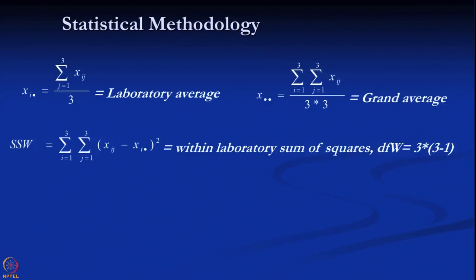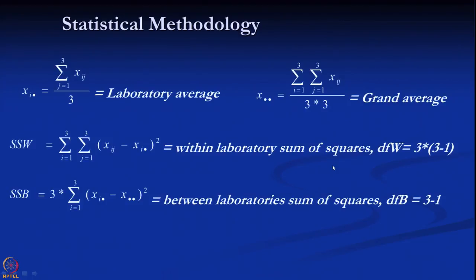Then I define the within laboratory sum of squares. I call it sum of squares within, SSW, which is the summation of Xij minus the laboratory average, whole square. It is the sum of squares within the laboratory, because we are doing it within the laboratory and taking the summation over all the 3 laboratories. The degrees of freedom will be 3 minus 1, because there are 3 data points and 1 average which has been calculated, multiplied by the 3 different laboratories. So it is 3 times (3 minus 1).